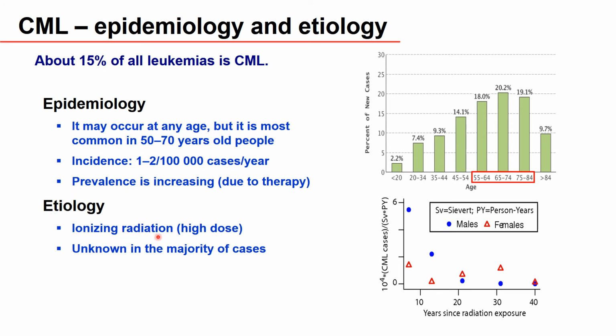Etiology. If somebody is exposed to high-dose radiation, for example a long time ago in Chernobyl, as you see here, usually in males, within 10 years they are going to develop acute leukemia at a very high rate, and after that it will decrease. In females there is a little increase, but not as many as in males. But the majority is unknown.